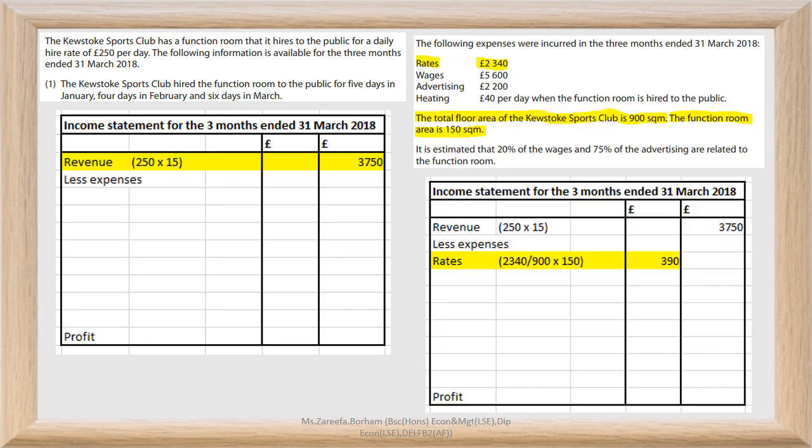Next, the second information talks about expenses of the function room. Considering each of them, first, rates should be recorded as expenses in the income statement. In this case, 2,340 is for 900 square meters. So we should calculate the value for 150 square meters.